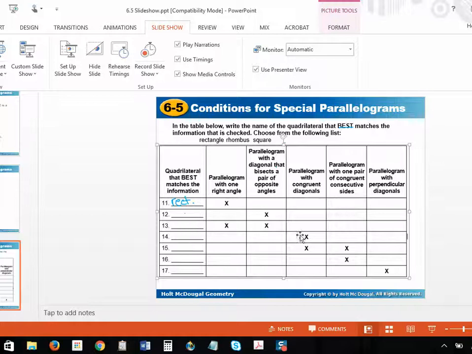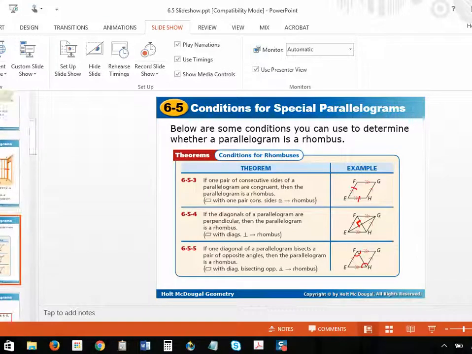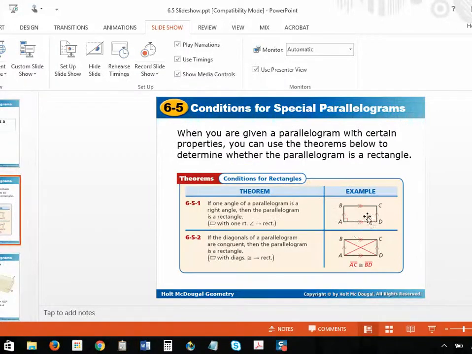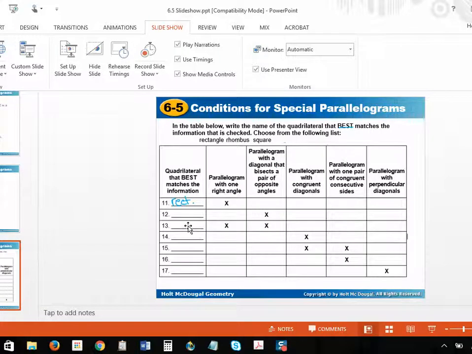So number 12 will be rhombus. Okay, number 13 has one right angle and it bisects a pair of opposite angles. Well, we just learned that if it bisects a pair of opposite angles, it is a rhombus. And let me go back to the theorem that says if it has one right angle, then it's a rectangle. So for number 13, you know both of those things are true. This one we can say it's a square. If it's a rectangle and a rhombus, then it's a square.